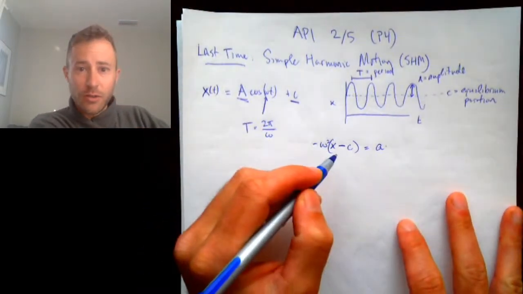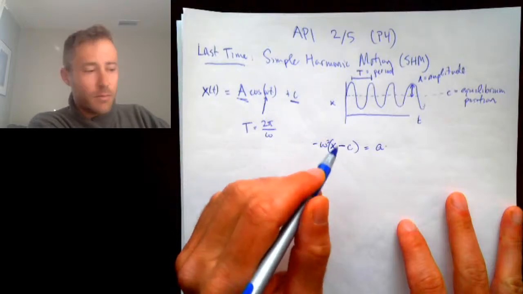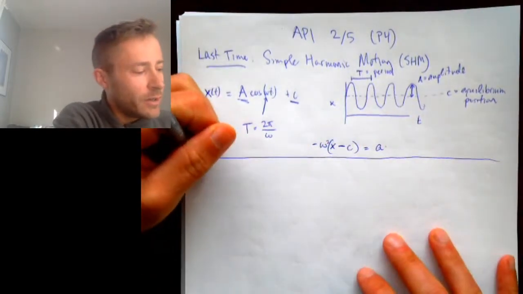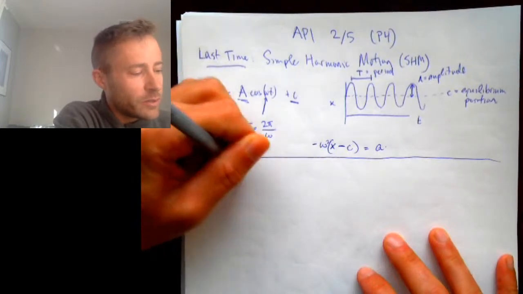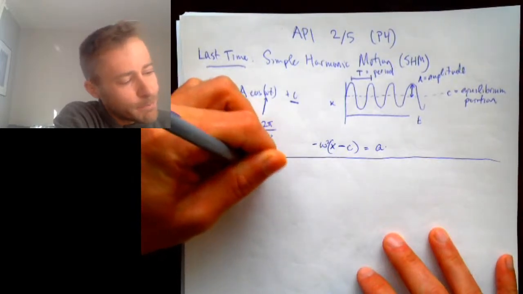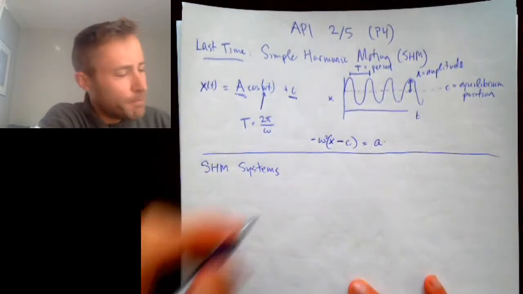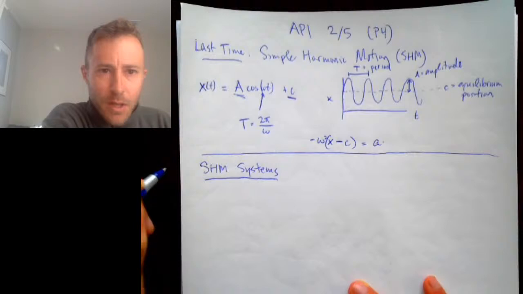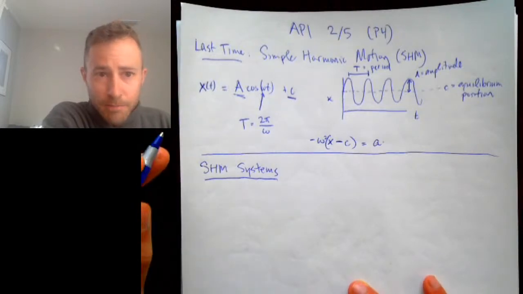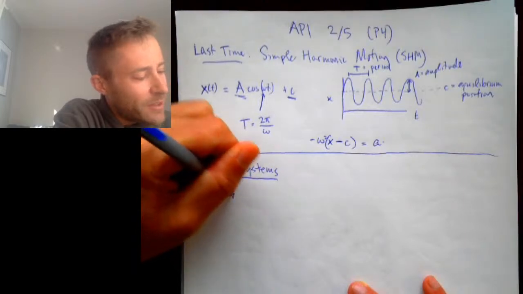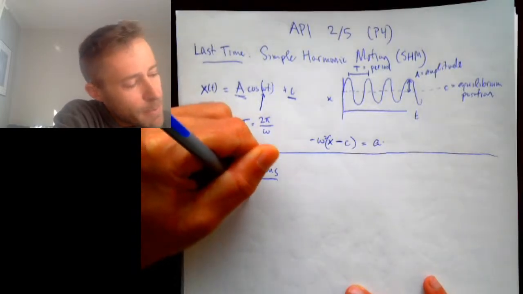What today's lesson is about is we are going to study simple harmonic motion systems. And in particular, we're going to study two of them. So the first system that we are going to study is called the mass spring system.